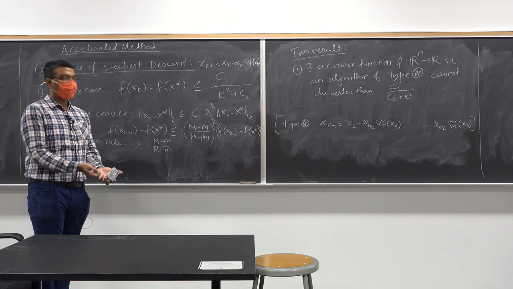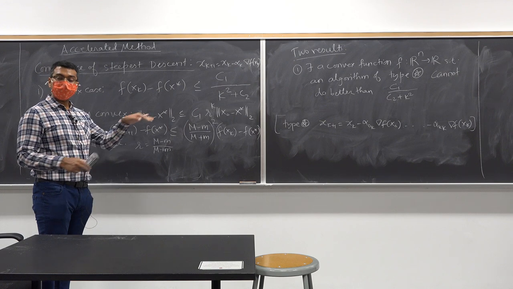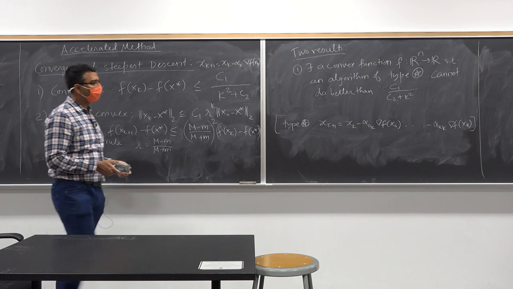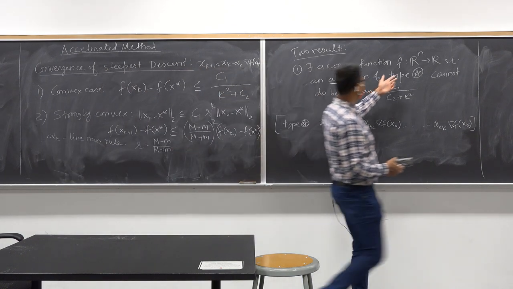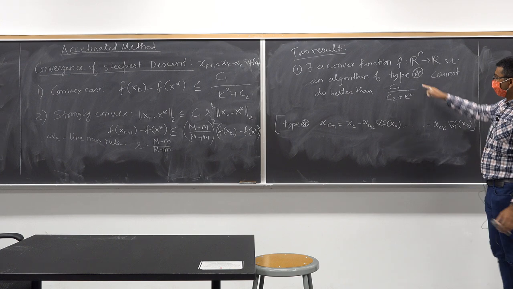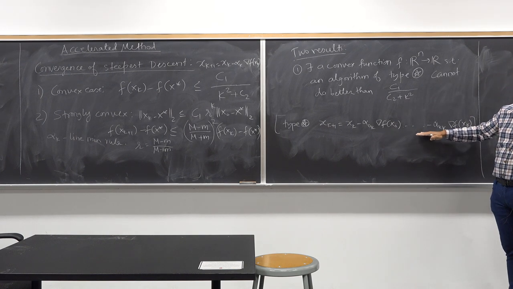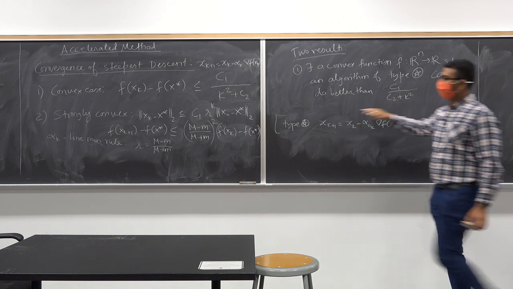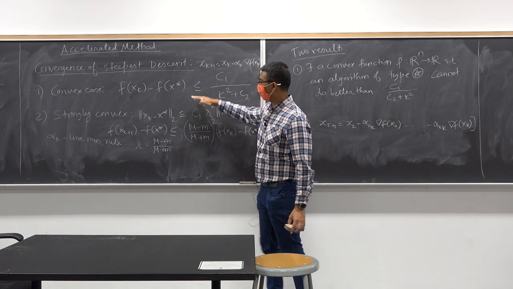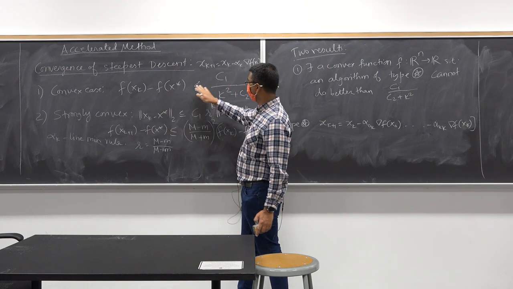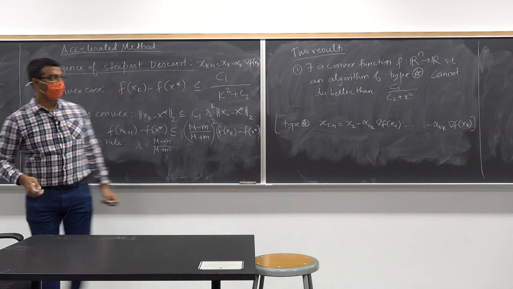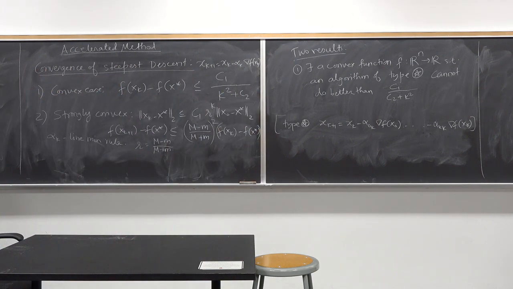He explicitly constructs a convex function f, which has one of the eigenvalues 0. So along some direction, there is no curvature in the function. So he explicitly constructs a convex function such that if you use the best algorithm within this class, you cannot do better than c1 over c2 plus k square, which is this part that I'm talking about. So f(xk) minus f(x star) is always greater than c1 over c2 plus k square for some appropriate values of c1 and c2. So that's the first result.